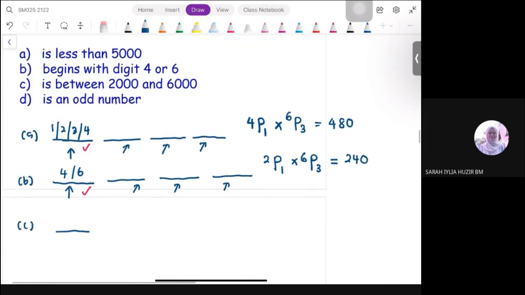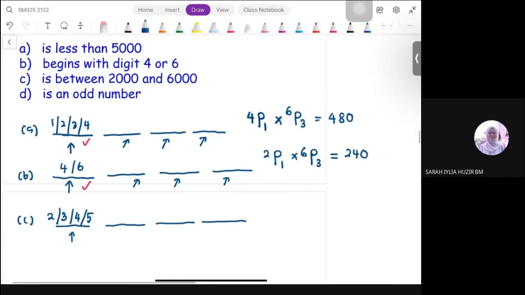Okay, still 4 digit. Saya buat dulu kotak. Now, our condition is between 2,000 and 6,000. To ensure we have that arrangement, we have to focus on the first digit itself. Itu penentu kita dapat nombor between 2,000 and 6,000. Kan? Okay, so means now we can only use number 2 or number 3 or number 4 or number 5. Kita boleh guna antara 4 nombor ni je. Okay, 6 saya tak boleh. Sebab kalau kita guna nombor 6, for sure nombor nanti dah jadi greater than 6,000. Tak dapat lah between 2,000 and 6,000.